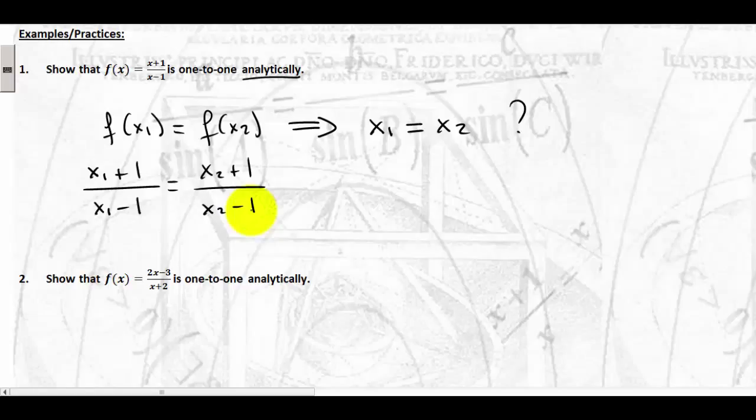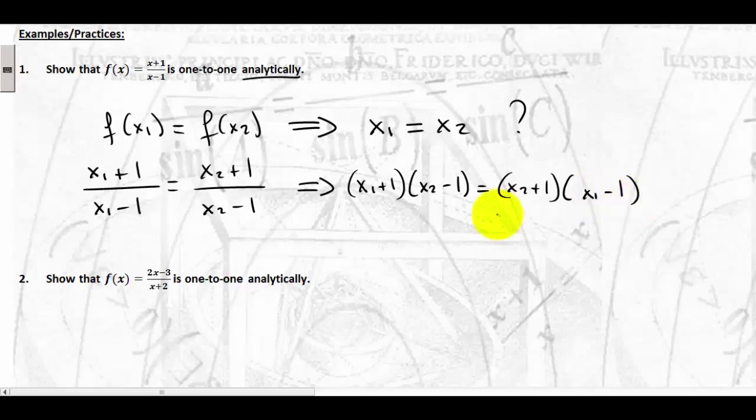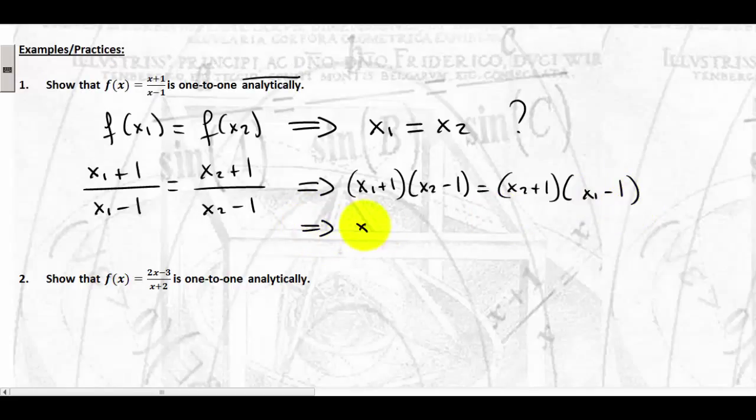Why would this imply that x1 equals x2? Well, we don't have a lot of choices here. We need to do the cross multiplication. So x1 plus 1 times x2 minus 1 equals x2 plus 1 times x1 minus 1. Okay, got it. Let's expand. So we have x1 x2 minus x1 plus x2 minus 1 equals x2 x1 minus x2 plus x1 minus 1.